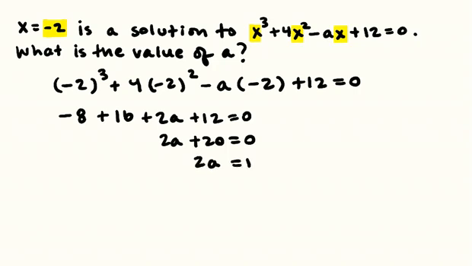And then from here, you'll know what to do with this. That's going to be negative 20, meaning a is negative 10. And I'm pretty sure that was answer choice C. And that's all I got for you.